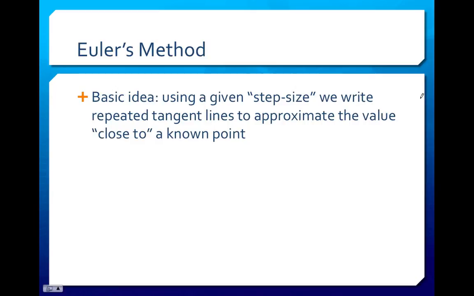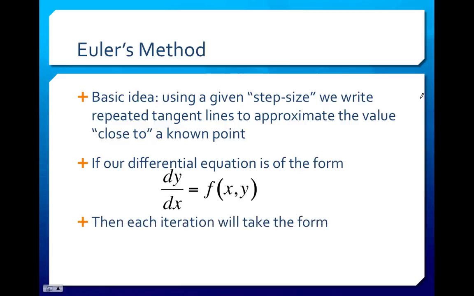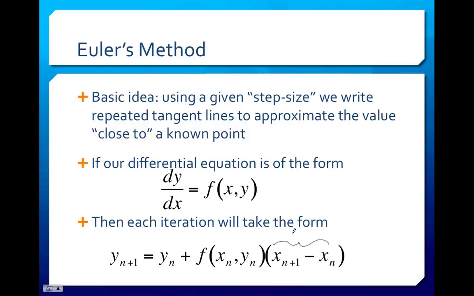The idea is that using a given step size, we write repeated tangent lines to approximate the value close to a known point. If our differential equation is of the form dy dx equals some function of x and y, then each iteration of Euler's method is going to take the form of my new y value is equal to my previous y value plus the derivative rule evaluated at my previous point times the difference between my new x value and my old x value, and this right here is just the step size. Copy this down. This will make sense once we start doing some examples.